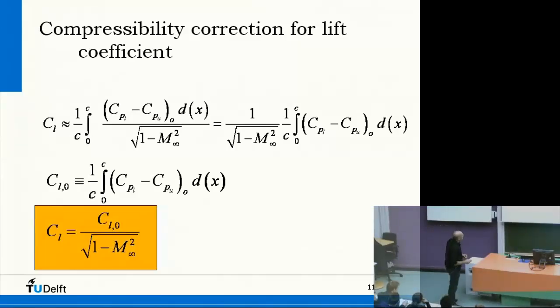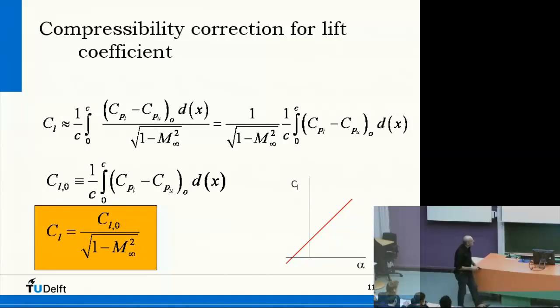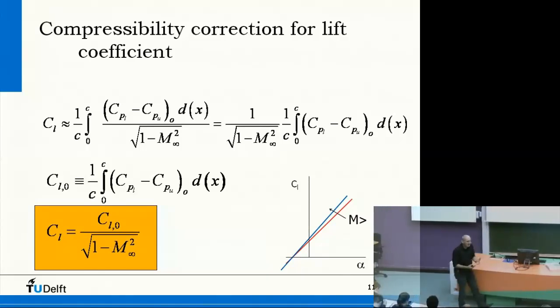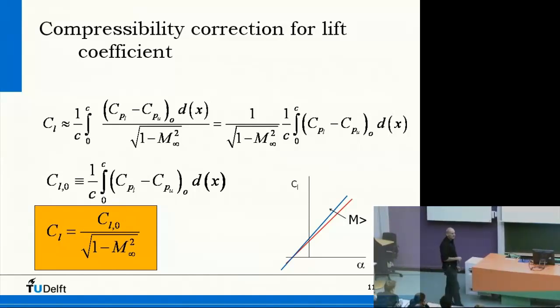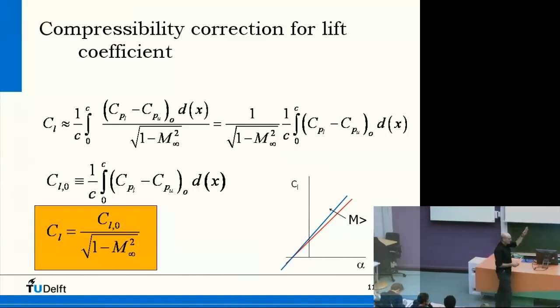Right? And if you look at the CL-alpha curve, then you see what happens. If it is incompressible like this, then if you increase Mach number, the lift gradient will increase as well. So the increase of lift per 1 degree will get bigger. This is all an effect of the fact that the CPs go up if you approach Mach 1. So the lift gradient is getting steeper.